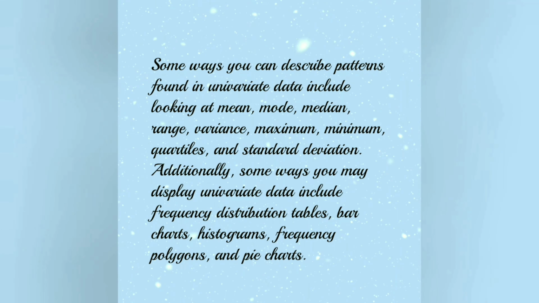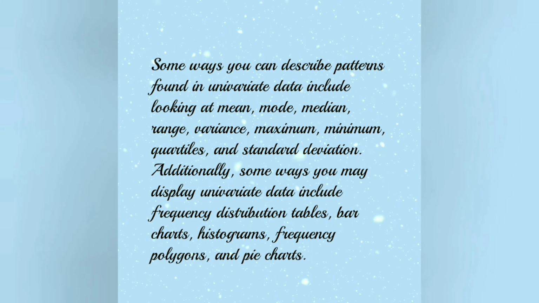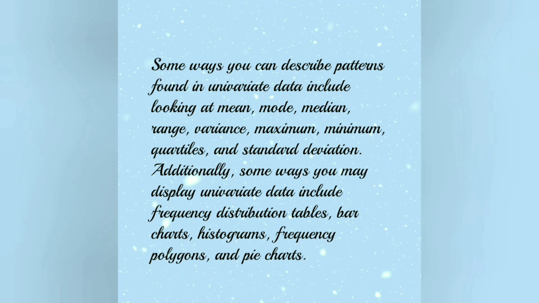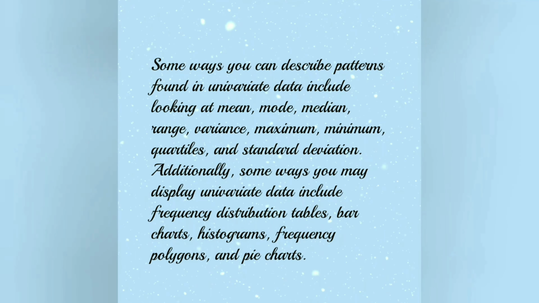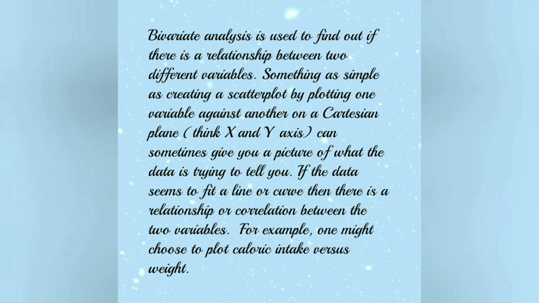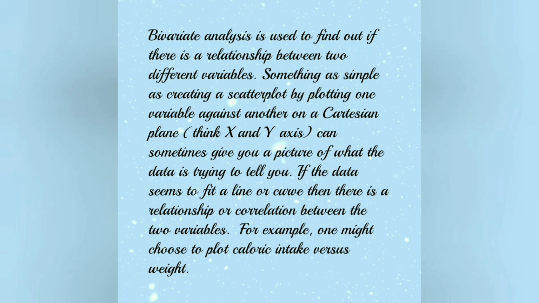quartiles, and standard deviation. Additionally, some ways you may display univariate data include frequency distribution tables, bar charts, histograms, frequency polygons, and pie charts. Bivariate analysis is used to find out if there is a relationship between two different variables.